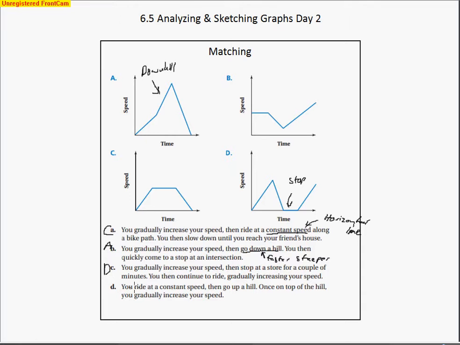And the last one, you ride a bike at a constant speed, then go uphill. Uphill means you go slower, and so it's going to slow you down, and so that's what we should see here. So you're riding your bike at a constant speed, flat line there. Then we go uphill, so that's going to make us go slower. And then once we get to the top, we gradually increase our speed, so that matches letter B. So let's take a look at some other problems.